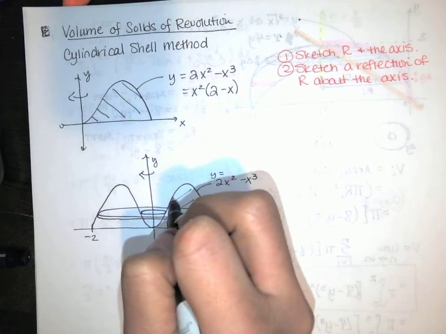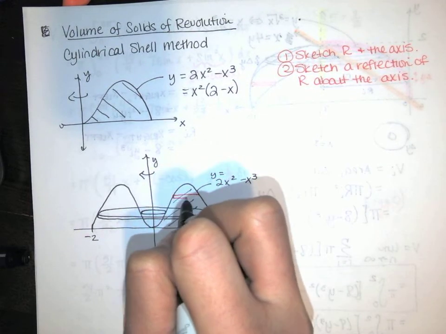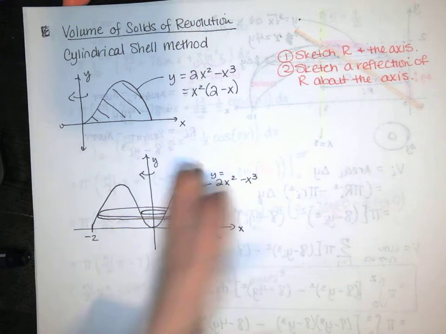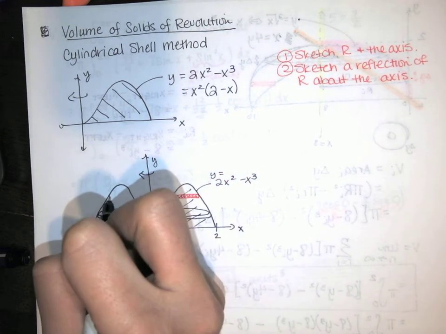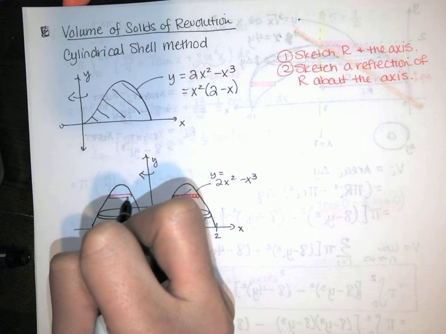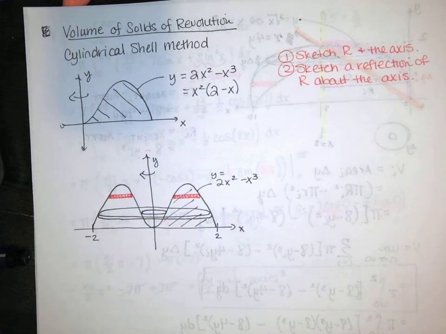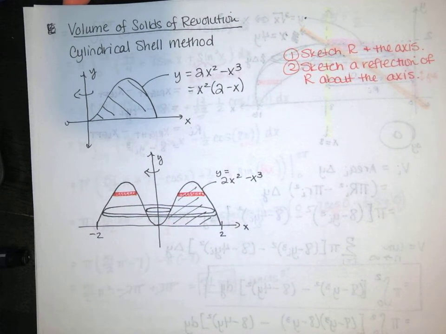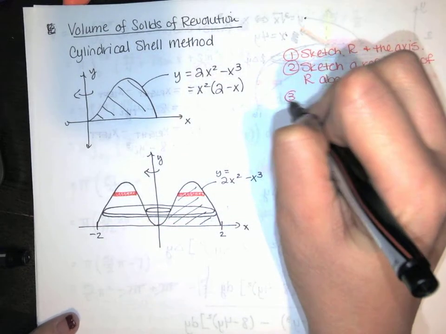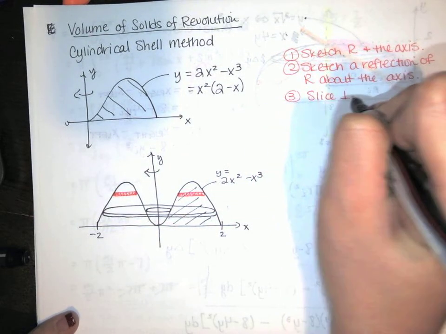Alternatively, you can slice the original region into representative rectangles and think about taking that rectangle and rotating it all the way around. So in the reflection, you'd see that rectangle over here. And then you say to yourself, okay, what's the volume of these slices? So we sliced perpendicular to the axis.